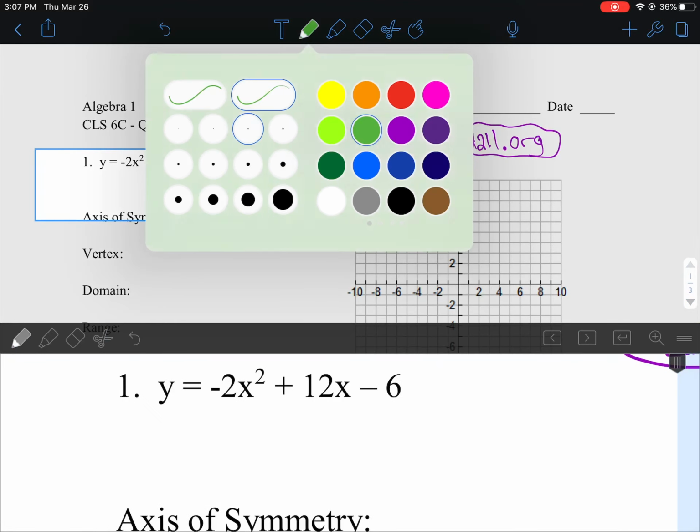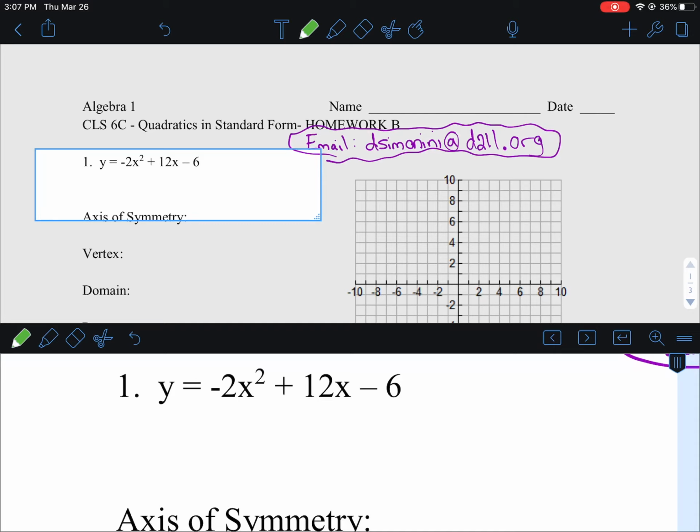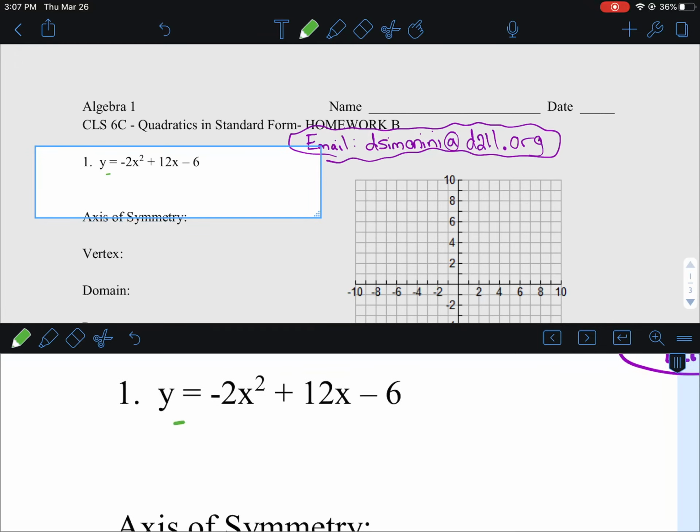So what I'm going to do here, I've got this equation in standard form, y equals negative 2x squared plus 12x minus 6. And what I'm going to do is find the vertex. Now, in order to find the vertex, remember, I have to identify my a, which is negative 2, my b, which is 12, and my c is negative 6.